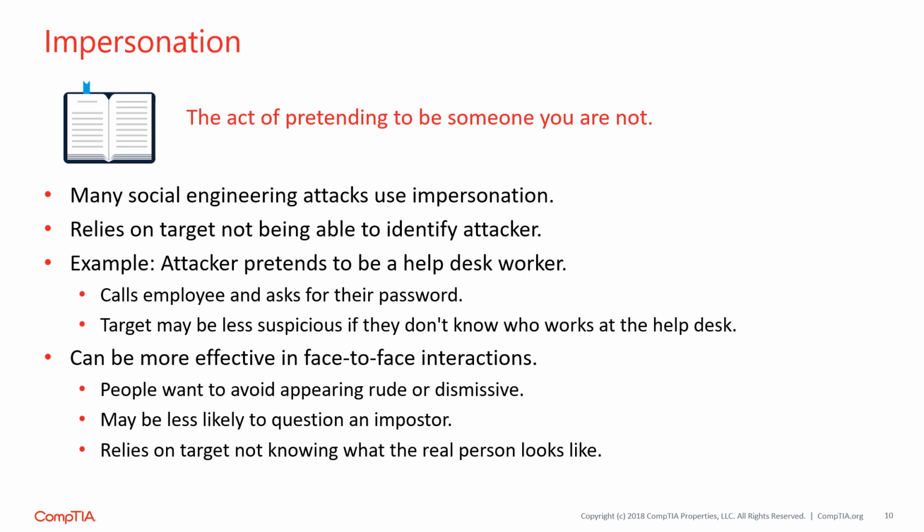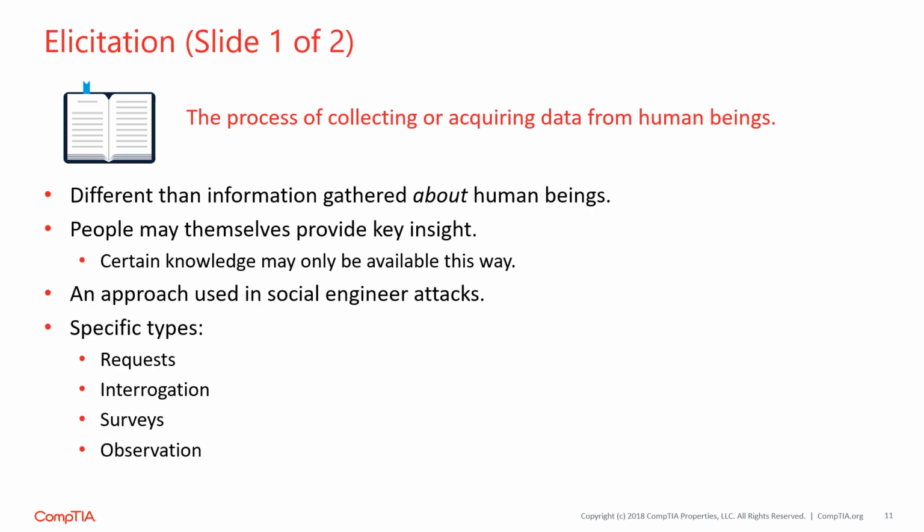Impersonation can also be more effective in face-to-face interactions. Most people want to avoid appearing rude or dismissive when they're talking with another human being directly. So they may be less likely to question the imposter than if they had been contacted through email or on the phone. Of course, face-to-face impersonation will only work if the target doesn't know what the impersonated individual looks like, or doesn't know them well enough to be suspicious of their appearance.